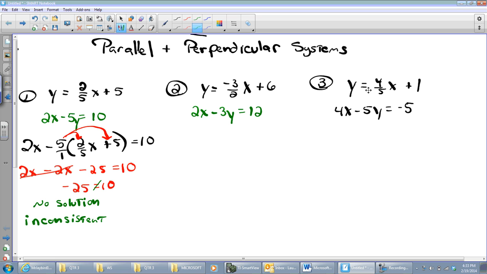Actually, I'm going to jump to number 3. I want to do number 2 last. Okay, I think I'll do this one by substitution again. I like the slope-intercept form.